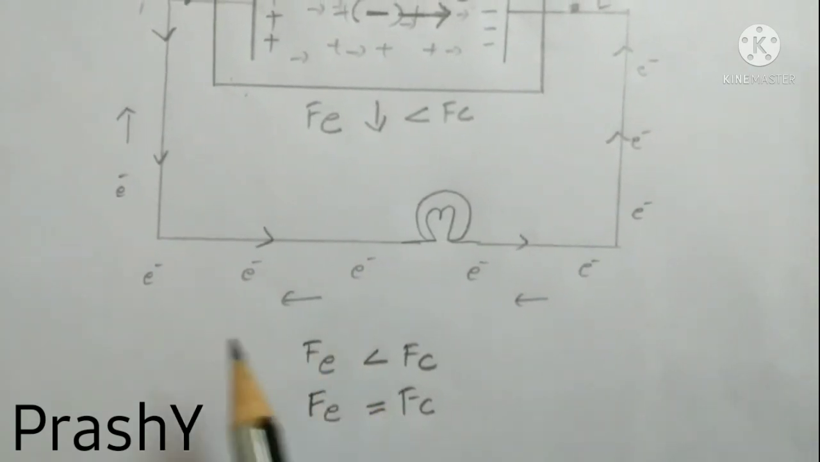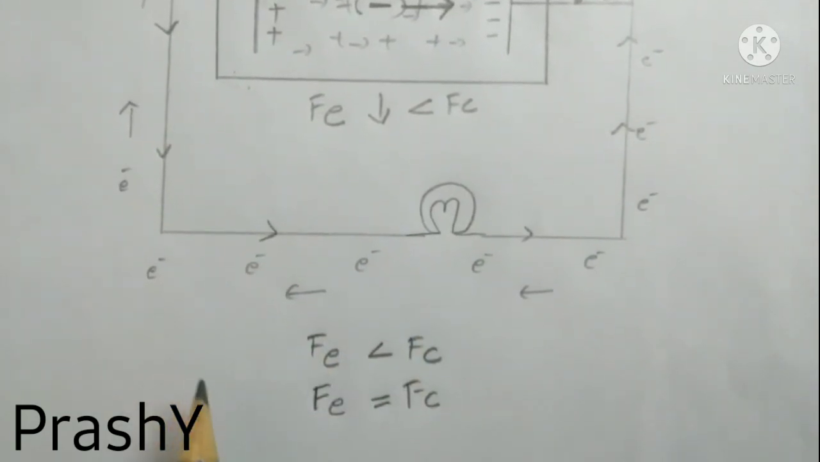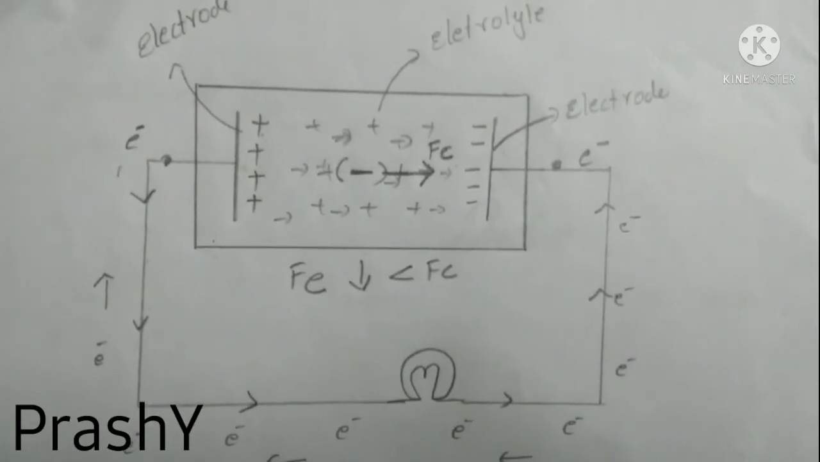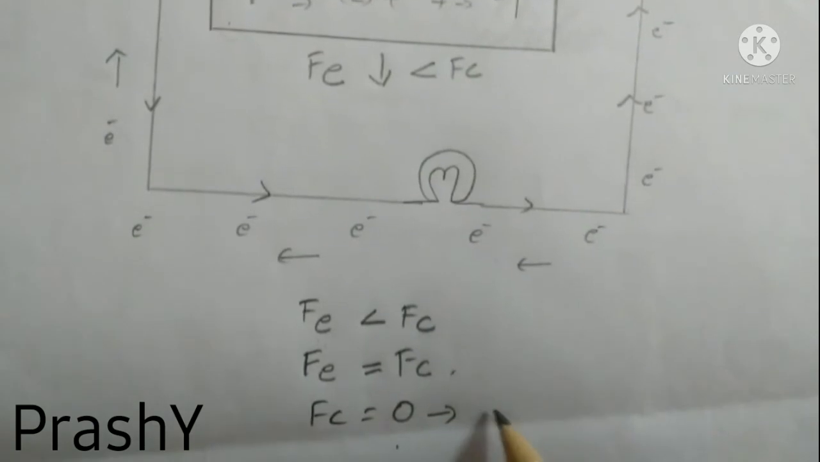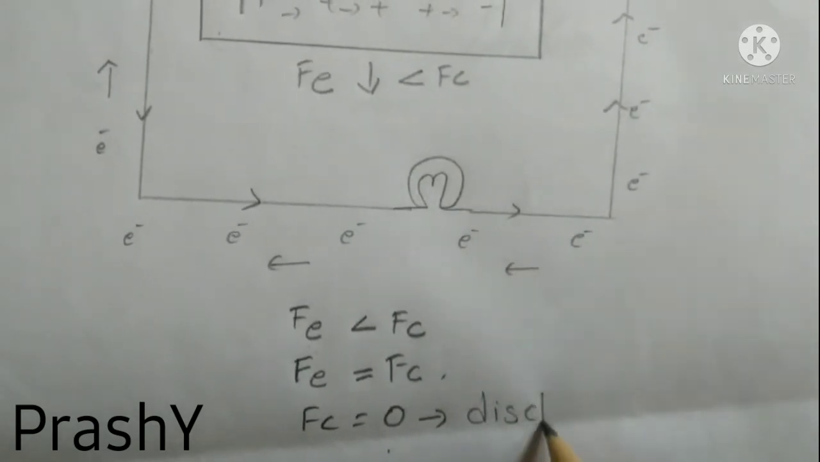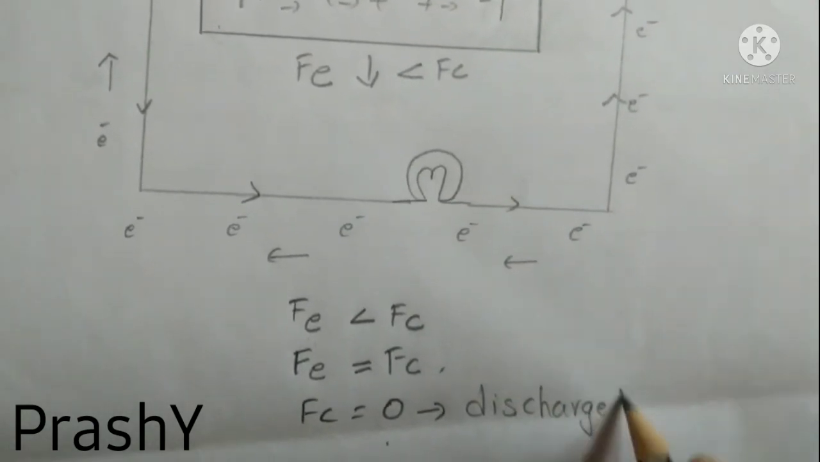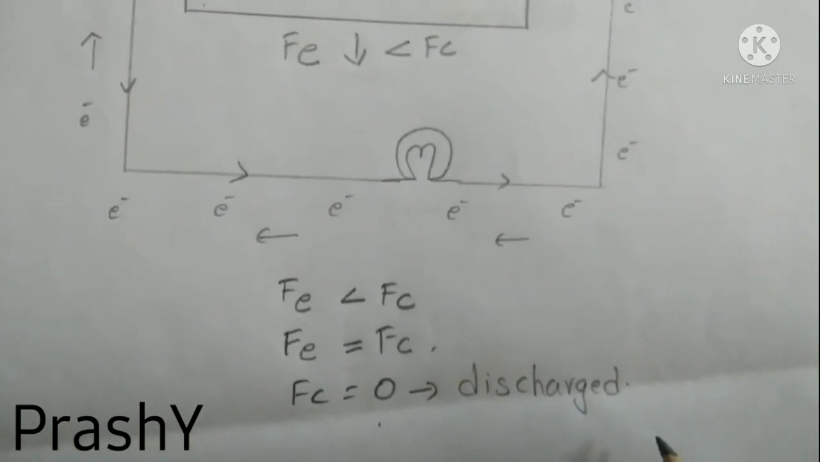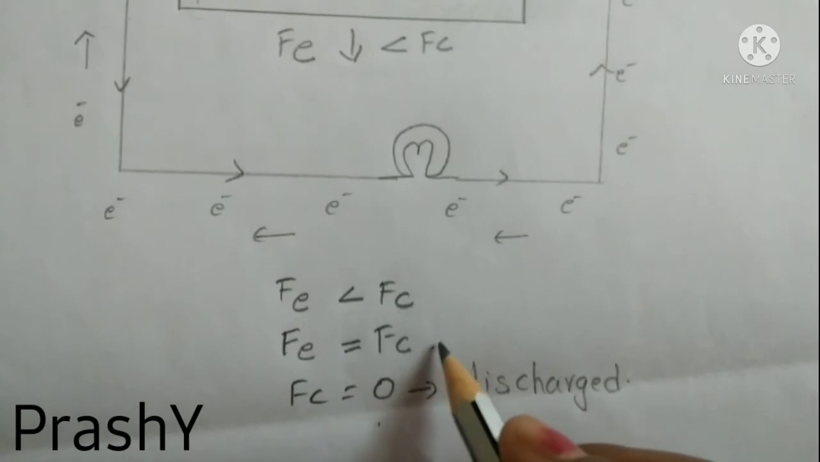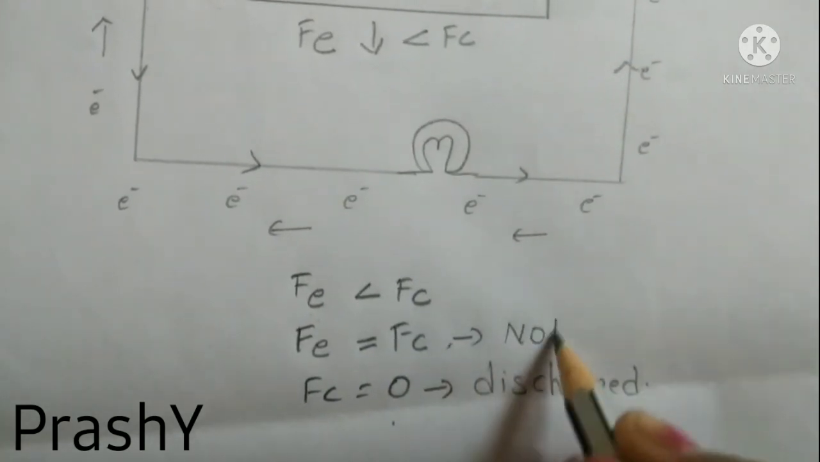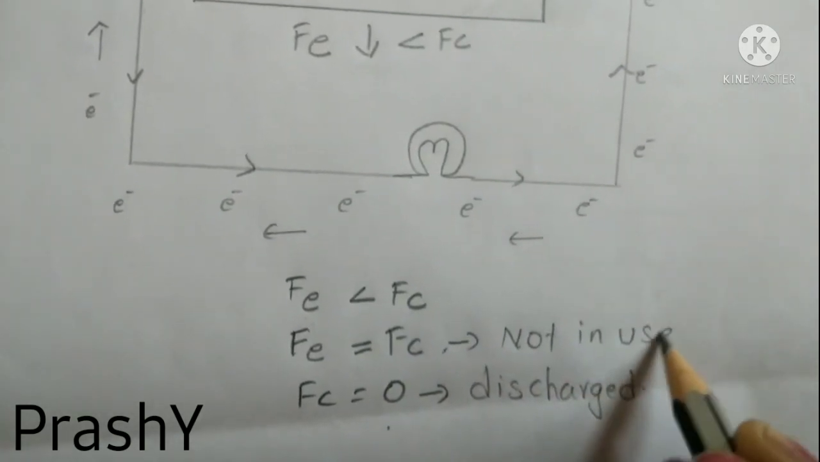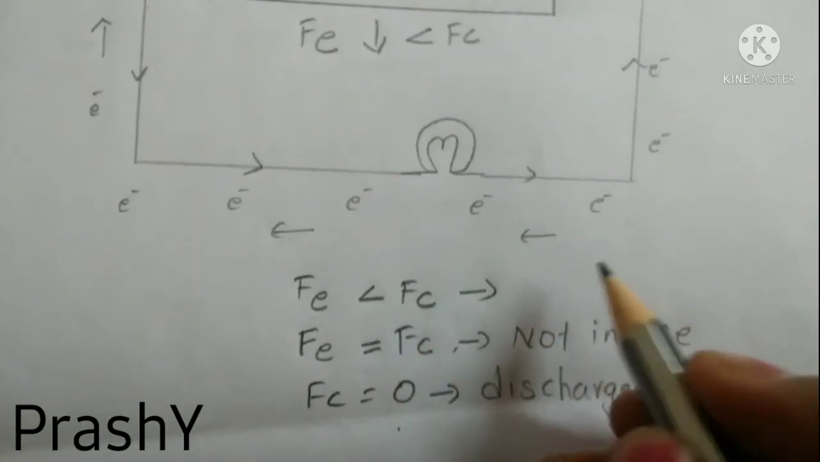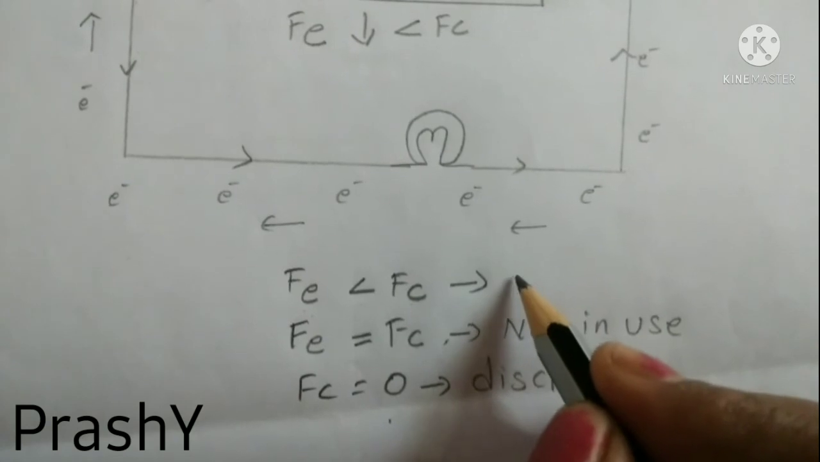As a result, this Fc becomes weak and becomes 0. So when Fe is equal to 0, the battery is said to be completely discharged. To recharge the battery, we need to plug in the charger. Thus, when the battery is not in use, we have Fe equal to Fc, and when the battery is in use, Fe is less than Fc.